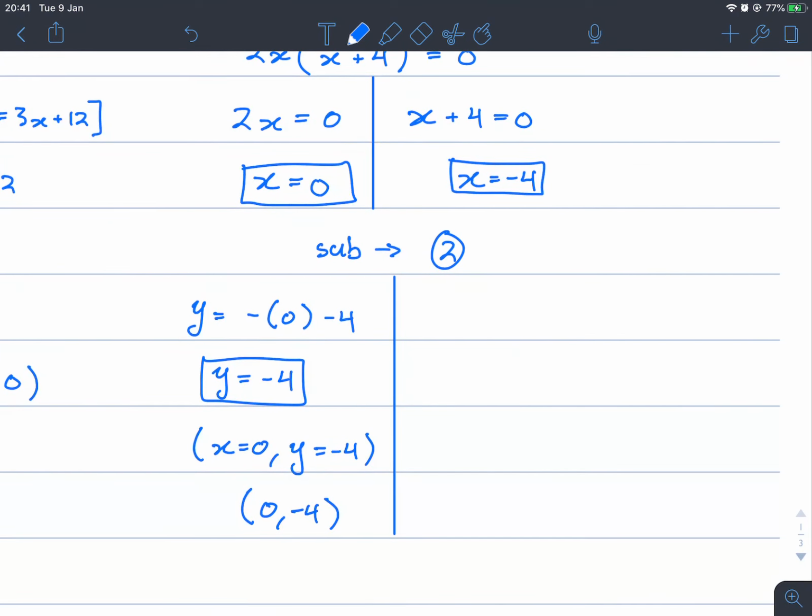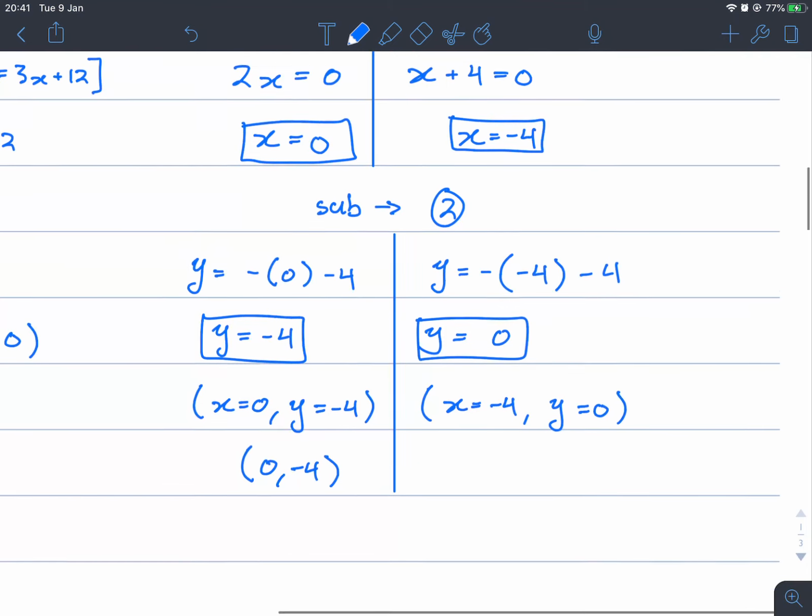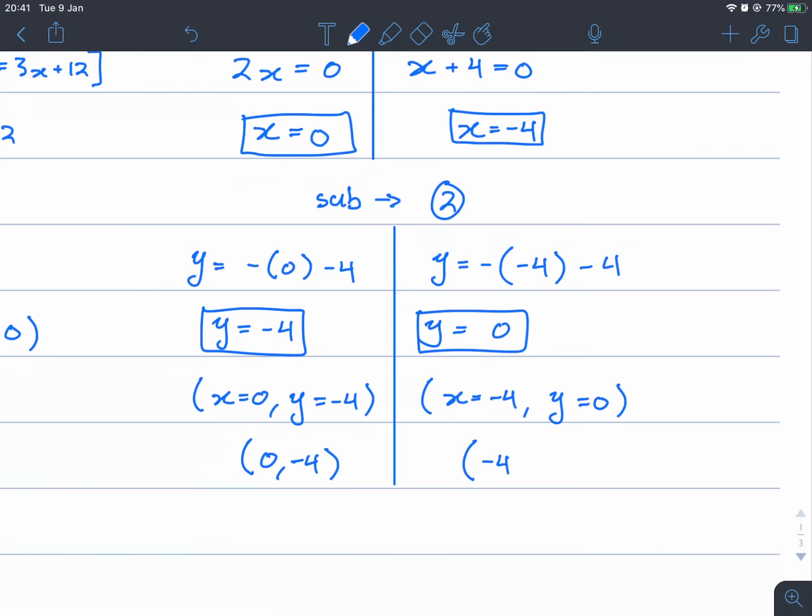And this one now, I'm going to substitute into my second equation, y equals negative of negative 4 minus 4. That's positive 4 minus 4, which is 0. So lastly, my solutions are now x equals negative 4, y equals 0. Putting this in a coordinate form, those are my solutions. Giving them a highlight.